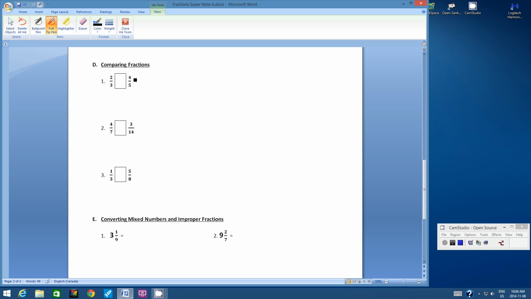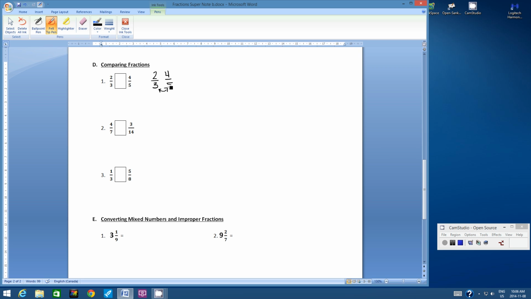Now the problem is that they have different denominators, so it's very difficult to compare them. So what we have to do is find common denominators. I'm going to rewrite the question over here: 2/3 and 4/5. So let's look at these two denominators. We have a denominator of 3 and a denominator of 5.